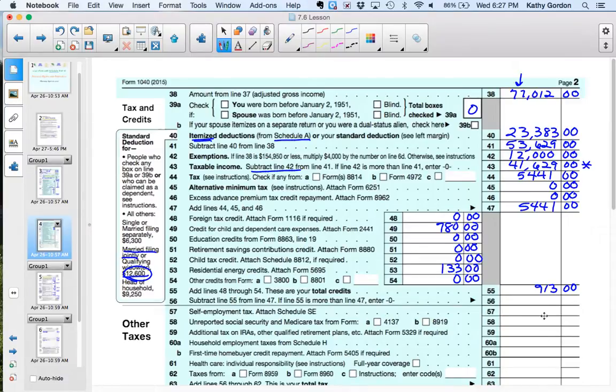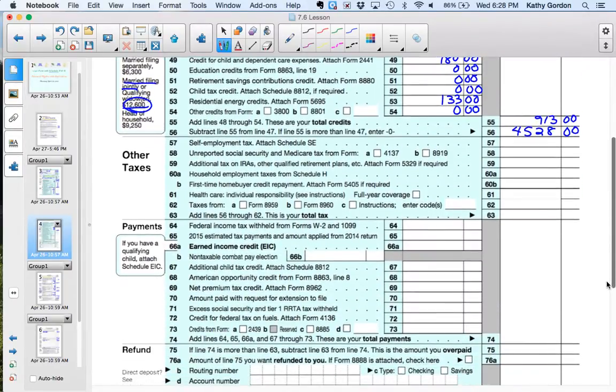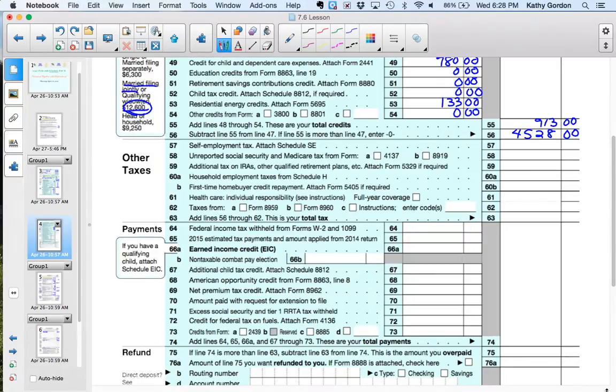And so now we're allowed to subtract that from our line 47, and now we're looking at a tax amount of $4,528. So you can see all of these things make a difference in how much tax you're going to have to pay. And when you get older and you have more things going on in your life financially, these are all things to try to consider in terms of having deductions, having tax credits, and bringing down your tax responsibility.